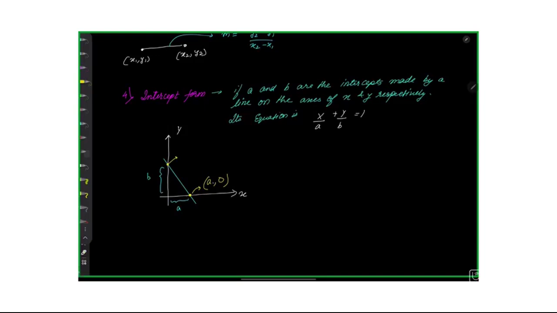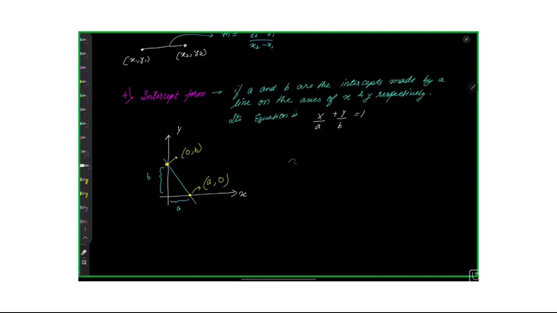What will be the coordinate here? It will be (0, b). The x coordinate will be 0 because the point lies on the y-axis, and it covers the height b, so the y coordinate is b. Now you have two points. Can you design the formula of a straight line if two points are given? Yes, we can, by the previous formula.